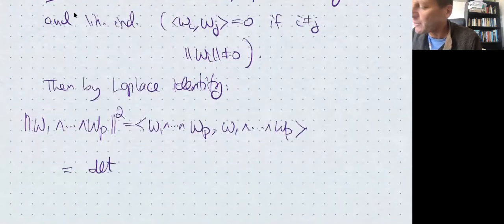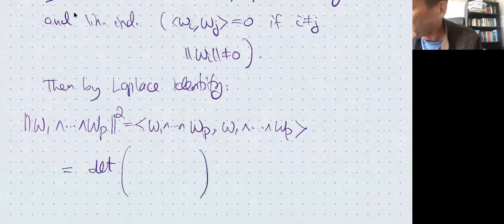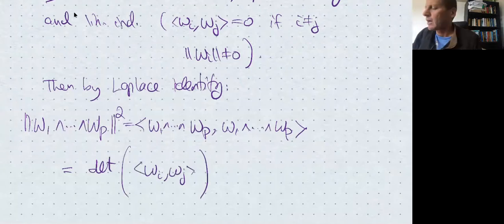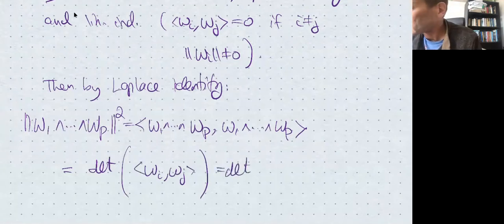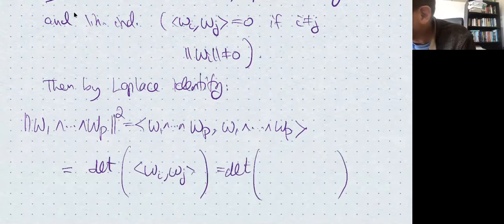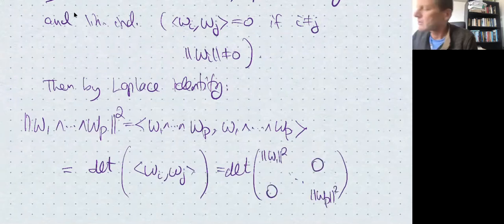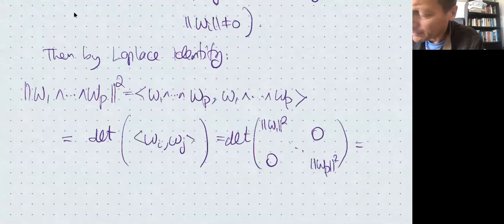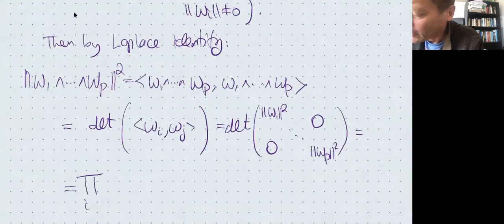this becomes the determinant of a matrix, and this matrix has entries the inner products of the w_i's with the w_j's. When you multiply these things out, all the off-diagonal terms are 0, and the diagonal terms are the norms of the w_i's squared.